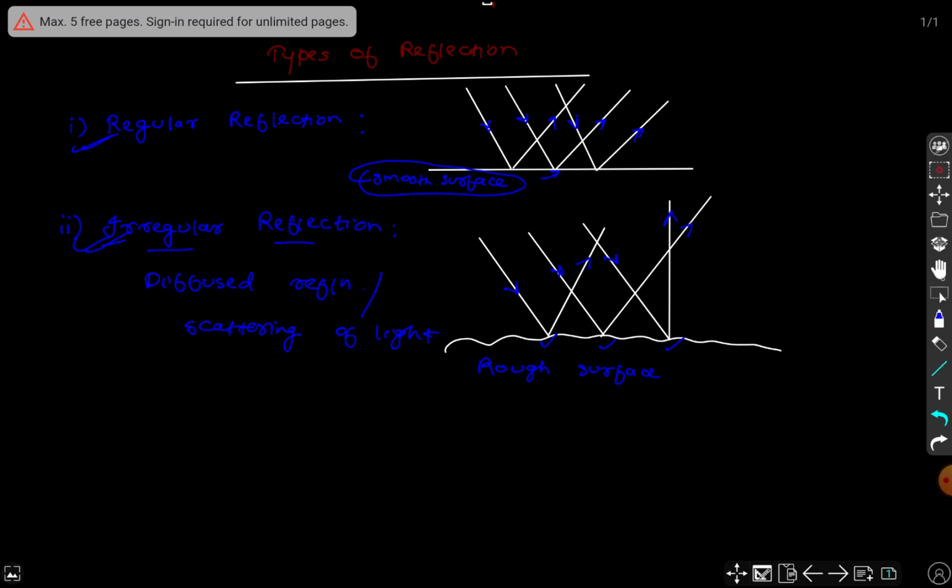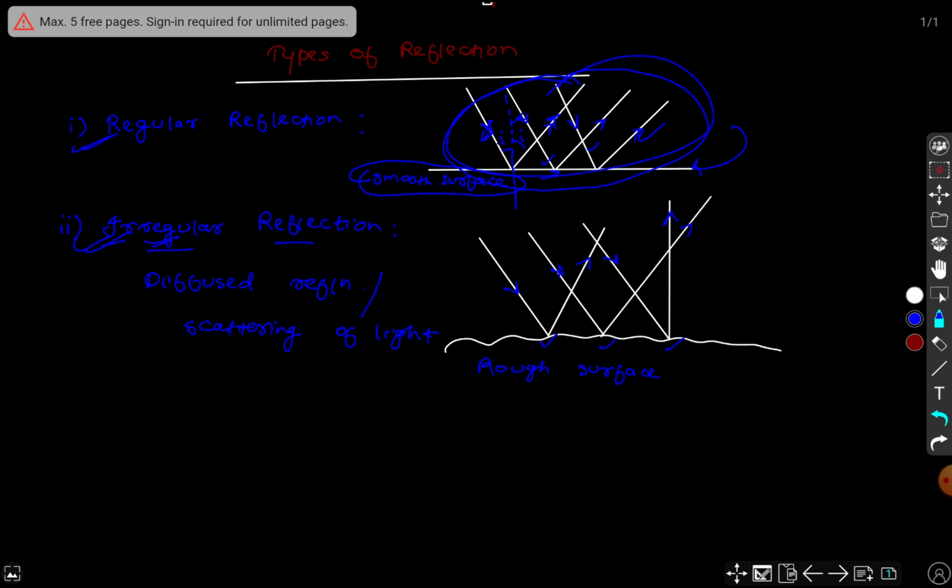Here we have the incident ray, the reflected ray, and the normal, and angle I equals angle R, and the incident ray, reflected ray and the normal are in the same plane. The same thing happens with all these light rays which are incident on this smooth surface. Here it is clearly visible that the rays are showing a regular pattern, so they are obeying the laws of reflection.